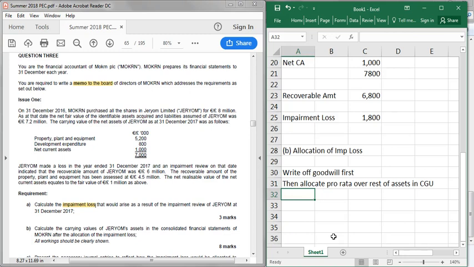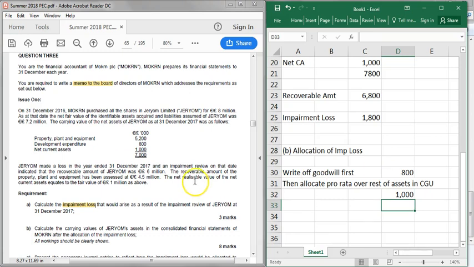So there are certain rules. The first thing is you're going to write off all of goodwill. So that is our 800 gone straight away. You're going to write off your goodwill. That's the rule under IAS 36. Then after that, we have $1 million left to pro rata because the impairment loss is 1.8 million. So you have 1 million left and you allocate this pro rata.